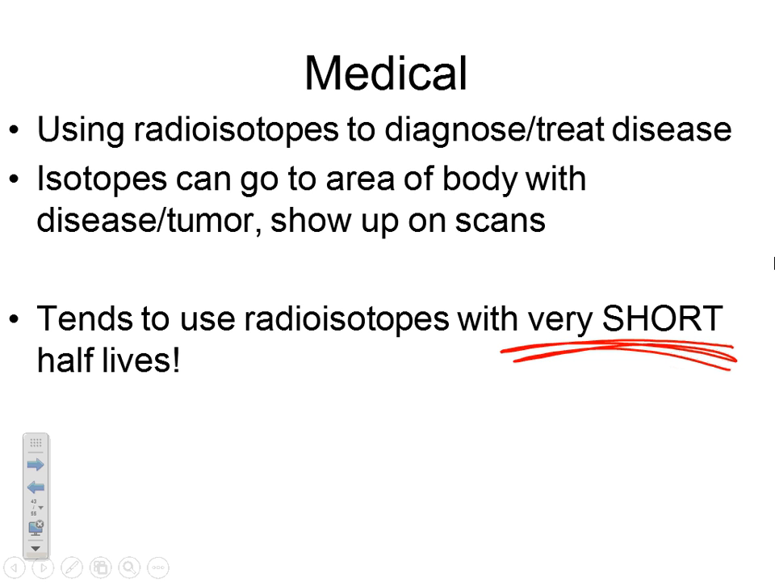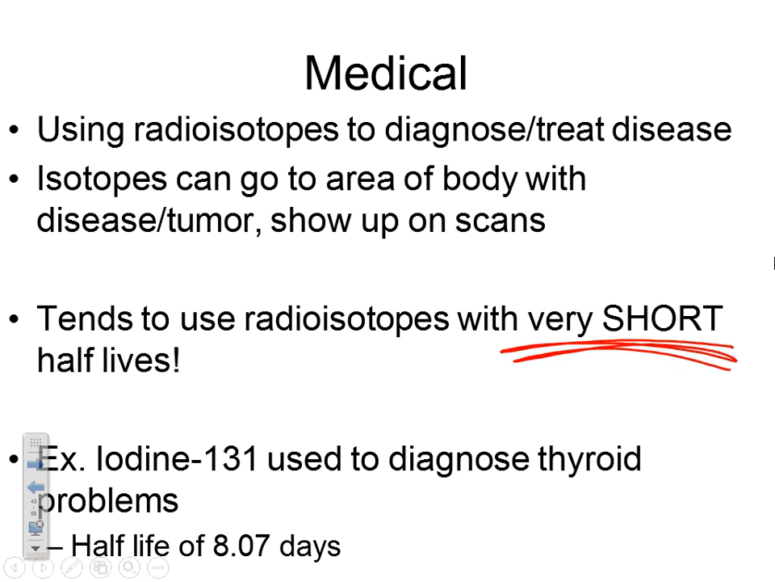So that's a really big difference here when we're talking about medicine. We are no longer talking about things that are radioactive for 5,700 years. We're talking about things that are radioactive for maybe a few hours, maybe a day, maybe a few days, maybe even on the order of minutes. Things with much shorter half-lives, so they're not radioactive as long. The big example that the Regents loves to ask in regard to this type of use of radiation is iodine-131 for thyroid problems.